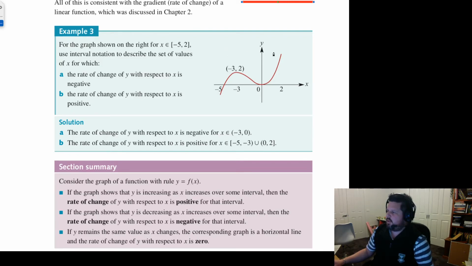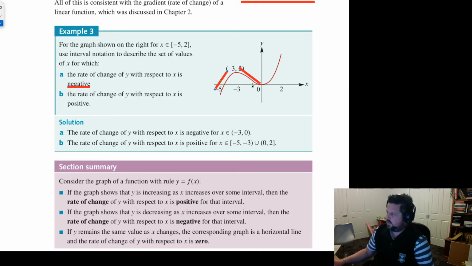Alright, last thing I want to talk about is this example. It says for the graph here shown between -5 and 2, use interval notation to describe the set of values of x for which, first one's asking, the rate of change of y with respect to x is negative. So we're looking for where the graph has a negative gradient. From -5 up to here, the turning point, which is at -3, that's going in a positive direction. So that's not the negative part that we're looking for. From here, however, from -3 down to here at 0, it is going down. It's a negative gradient.